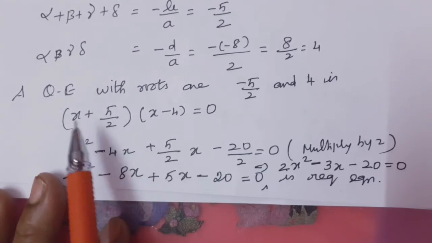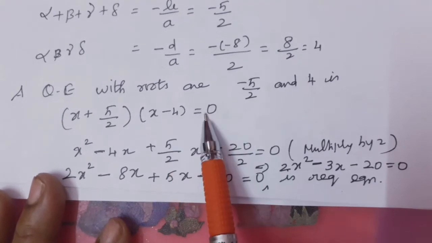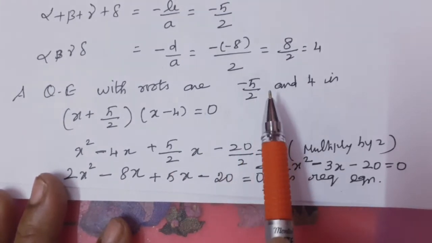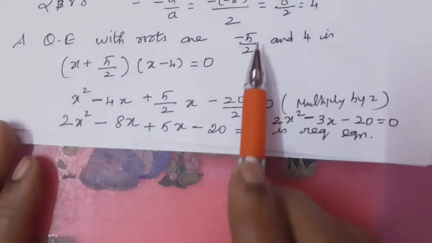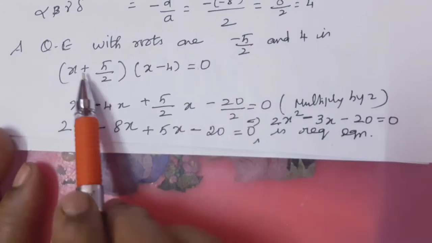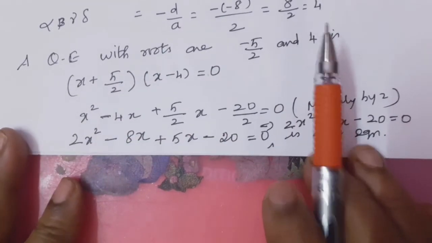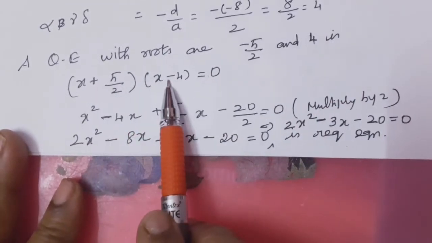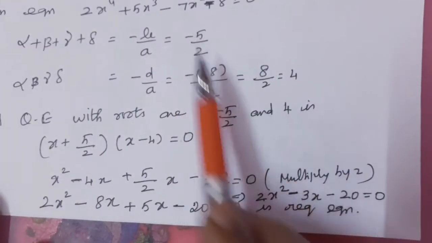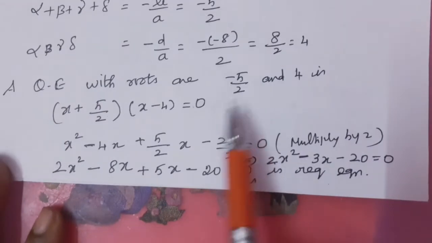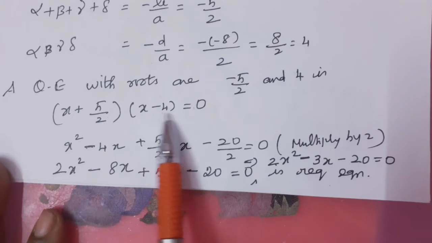So x minus of minus, minus into minus becomes plus 5 by 2. x plus 5 by 2 into x minus 4 equal to 0. Suppose a is a root means what? What is the linear factor? x minus a. Therefore, here x minus of minus 5 by 2, minus into minus becomes plus 5 by 2. x plus 5 by 2 into x minus 4, because one of the roots is minus 5 by 2 and another root is 4. So x plus 5 by 2 into x minus 4 equal to 0.